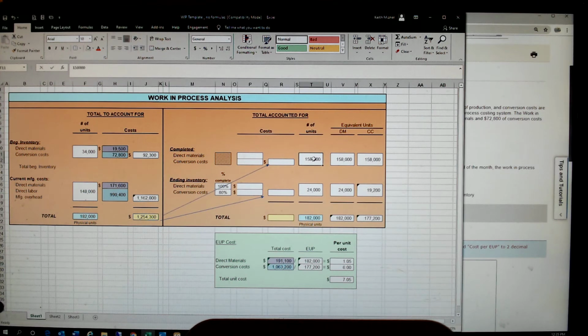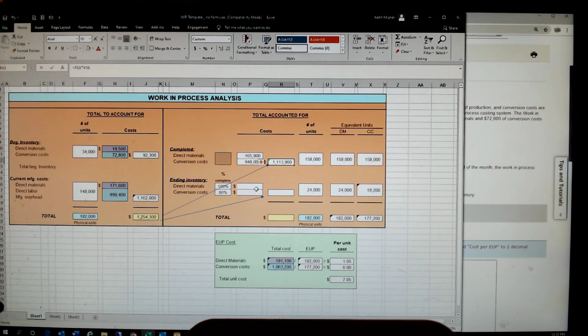So what did these 158,000 units cost? They cost $7.05 a piece. And if you want to know how much of that total cost is materials, well, we can take the material cost, which is just the number of units times $1.05. And if you want to know how much is conversion cost, it's the number of units times the $6. It just gives us a little bit more information, doesn't change the total.